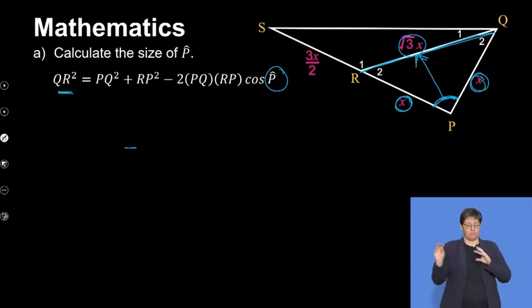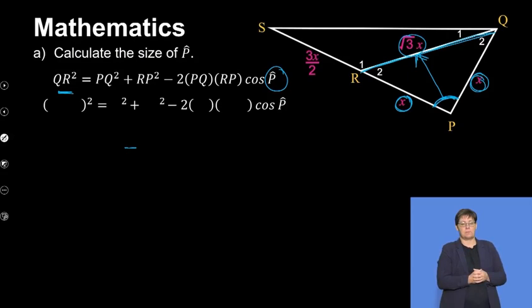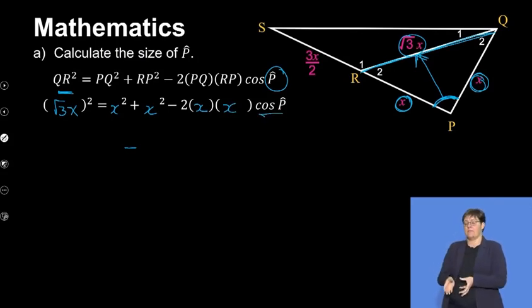Now what's left is to just substitute the actual values that we have, or the variables that we have. So we're going to end up doing that. QR squared is going to be √3 x squared. PQ squared is going to be x squared, PR squared x squared. We're going to put an x in there, and remember we want to find P.